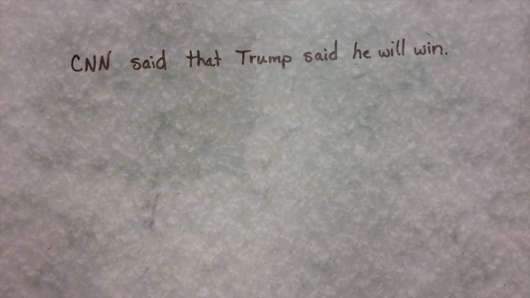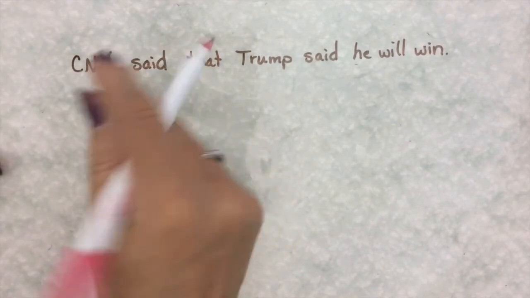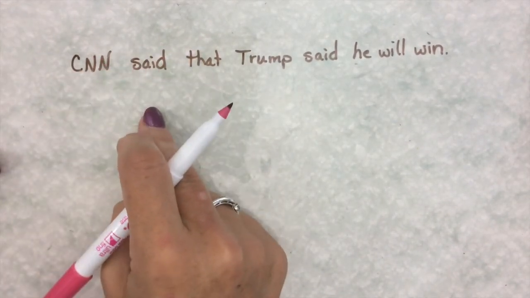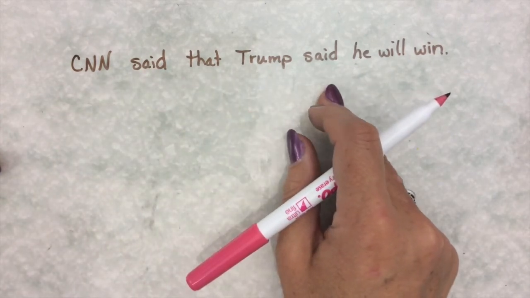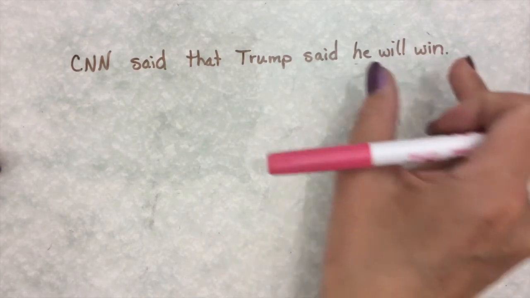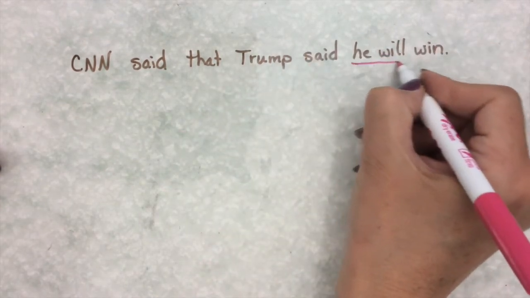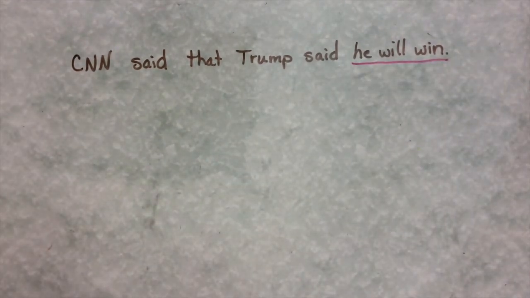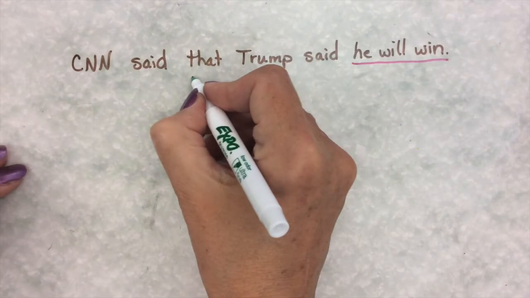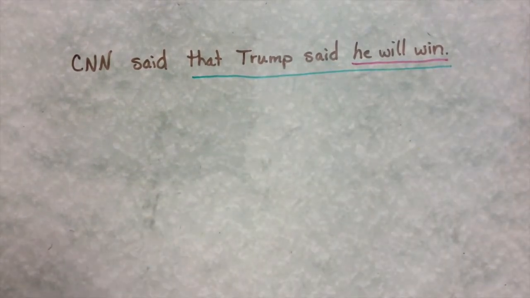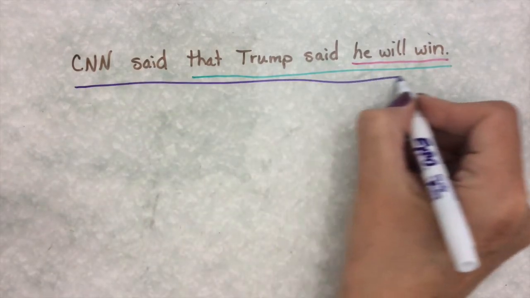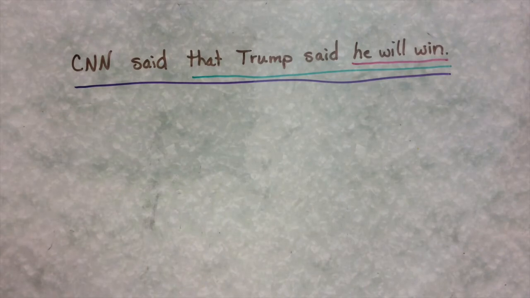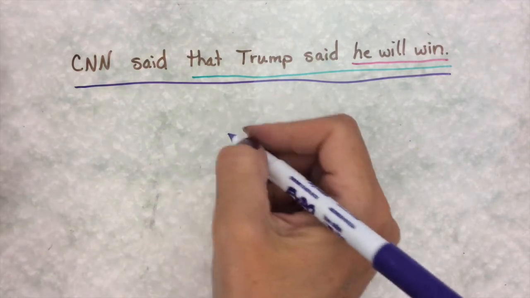So now we have some more complex sentences. We have a basic sentence that CNN said something. What did they say? That Trump said. And what did Trump say? He will win. So this is a sentence. He will win. Inside the sentence that Trump said he will win, inside the sentence CNN said. I'm going to try and use these colors to help you see the relationship between these sentences.